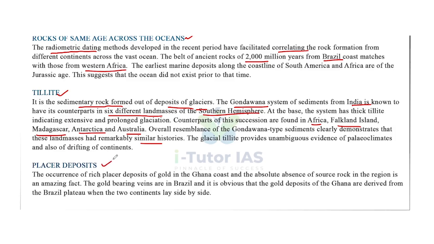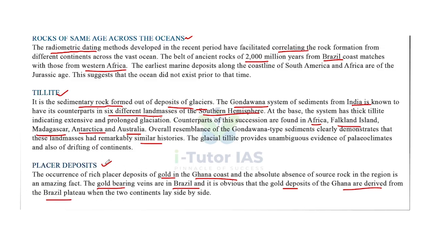Now, placer deposits. The occurrence of rich placer deposits of gold on the Ghana coast and the absolute absence of source rock in this region is an amazing fact. The gold-bearing veins are in Brazil, and it is obvious that the gold deposits of Ghana are derived from the Brazilian plateau when the two continents lay side by side.